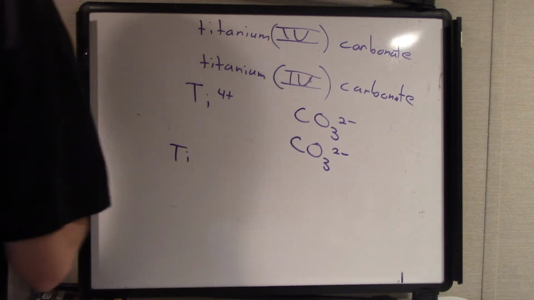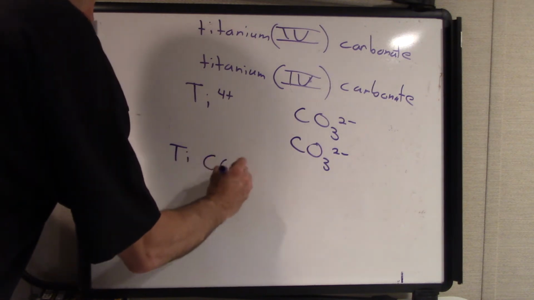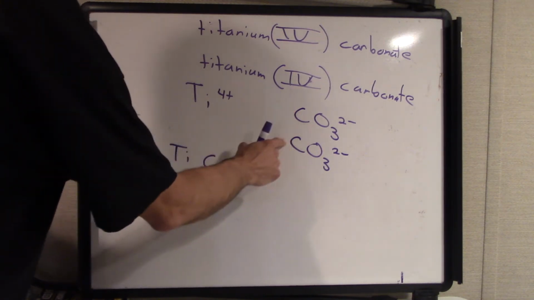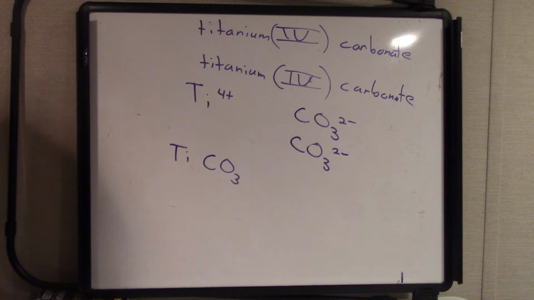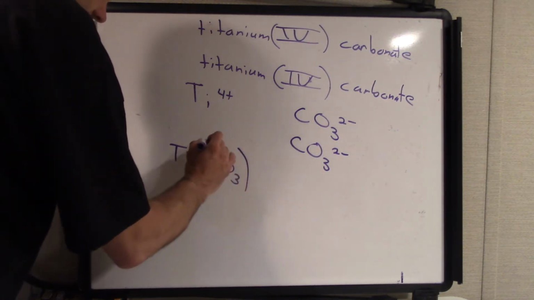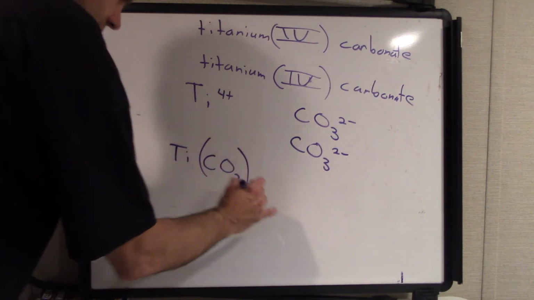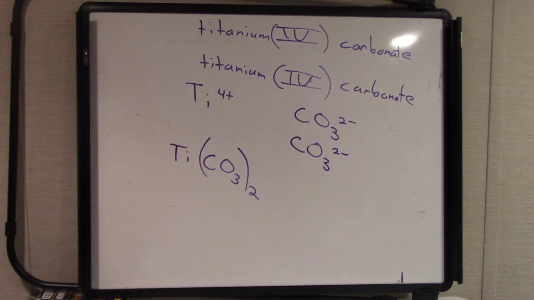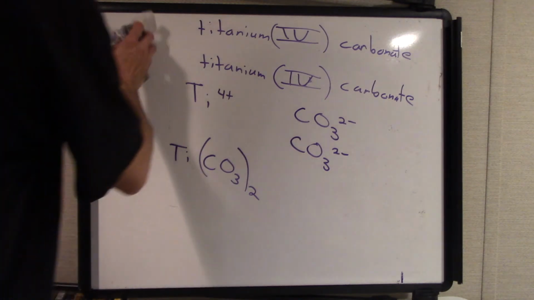I have 1 titanium. I have more than one of my polyatomic ions, so I must use parentheses and put the subscript outside of those parentheses. So a little bit more practice using some of these rules that we've talked about. I want to do one more example of this type.